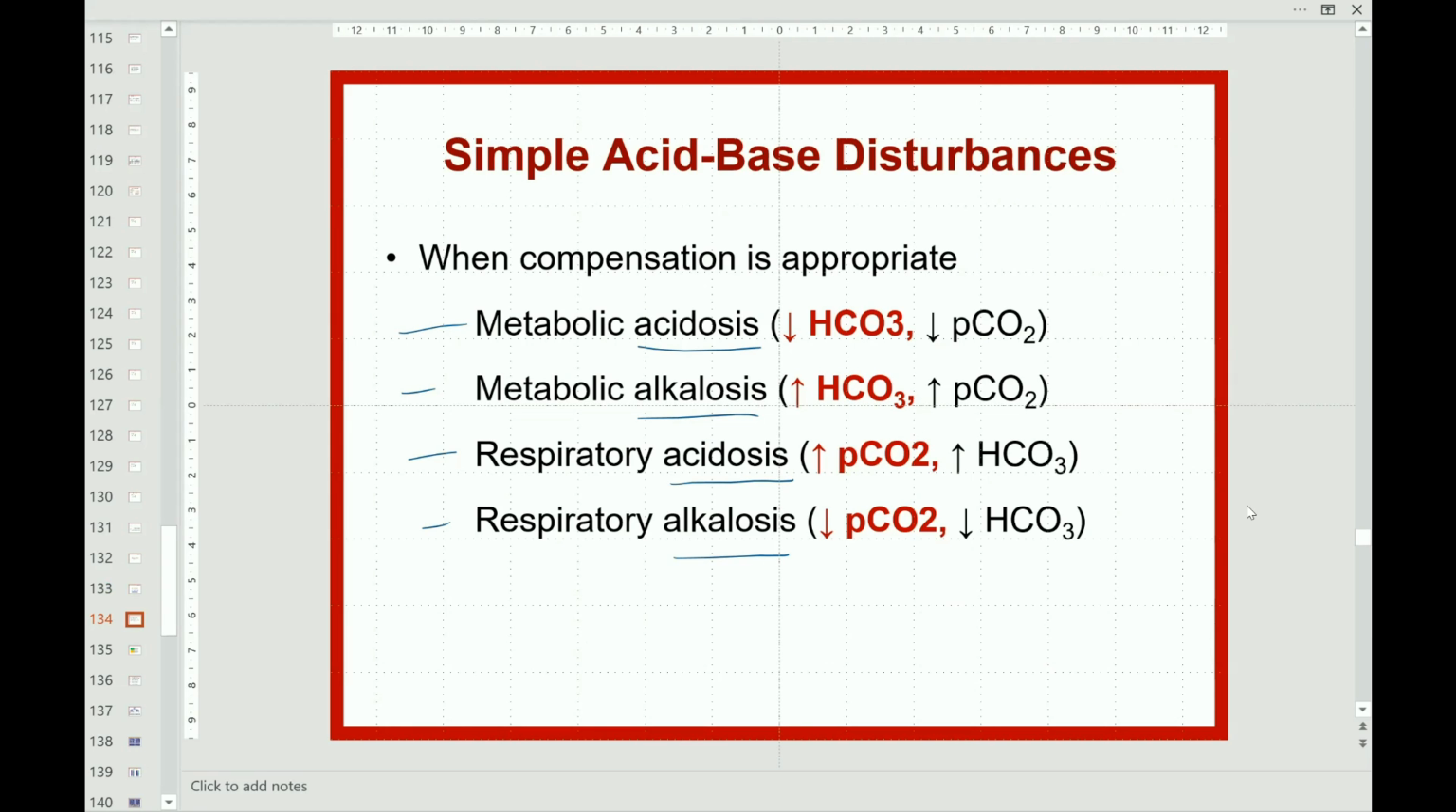We for sure know the pH in acidosis is on the lower side, and when the pH is lower, the bicarbonate, the primary variable, is lower, and the PCO2, the secondary variable, is also lower. They are on the same side. In metabolic alkalosis, pH by definition will be higher. If the pH is higher, bicarbonate is also higher and the PCO2 also is higher.